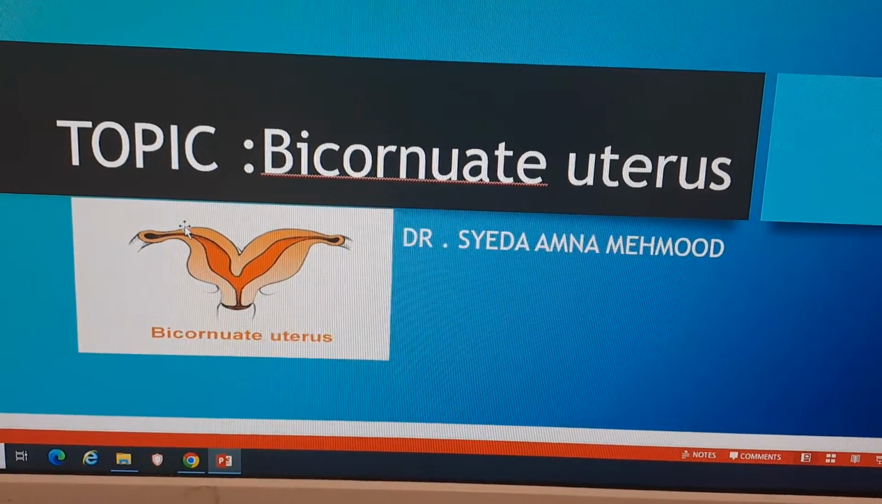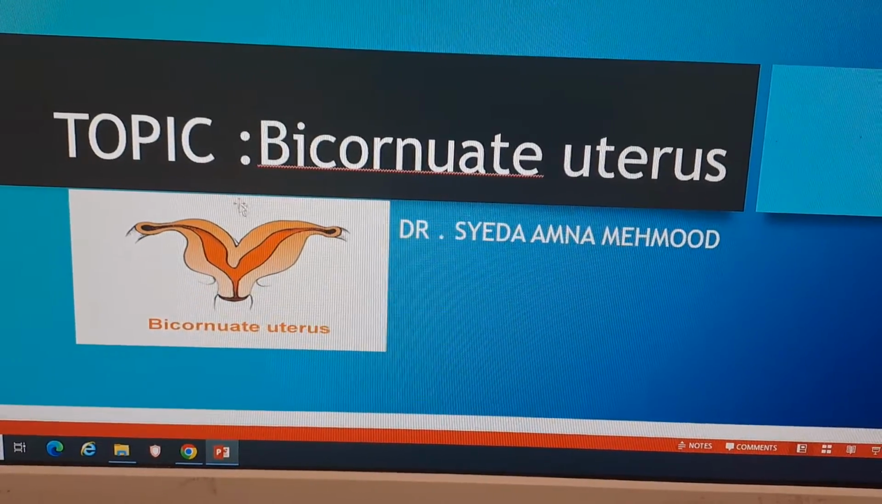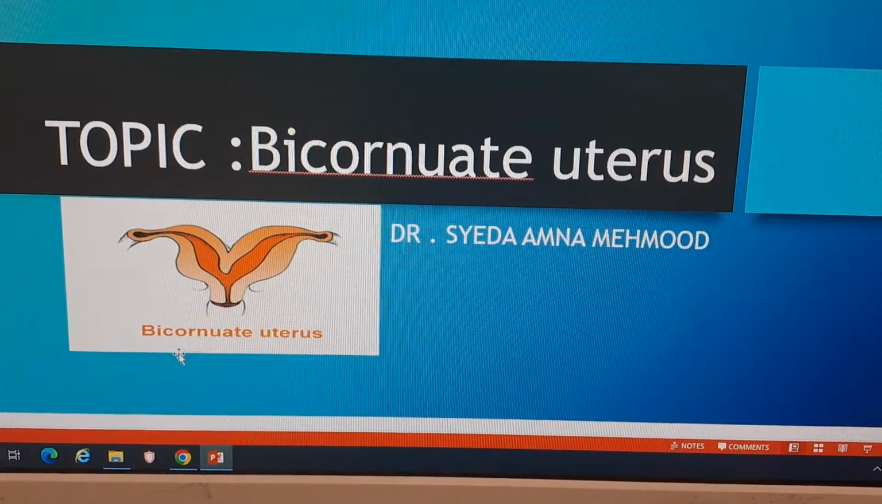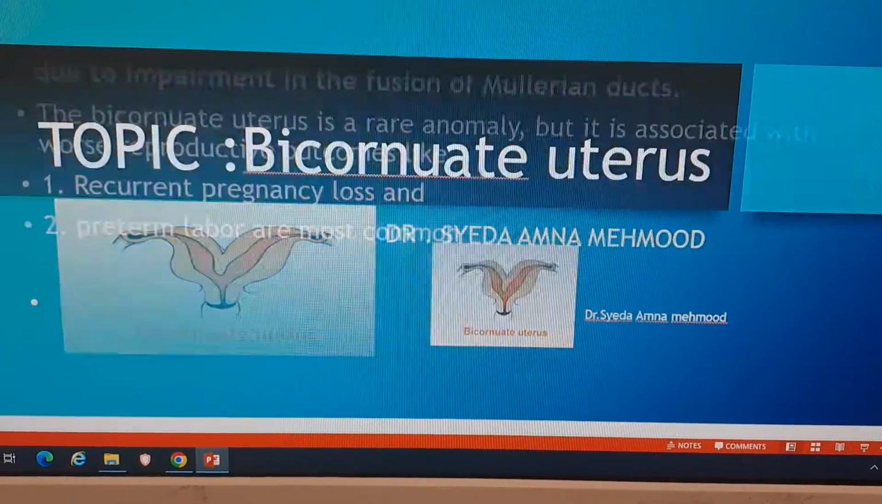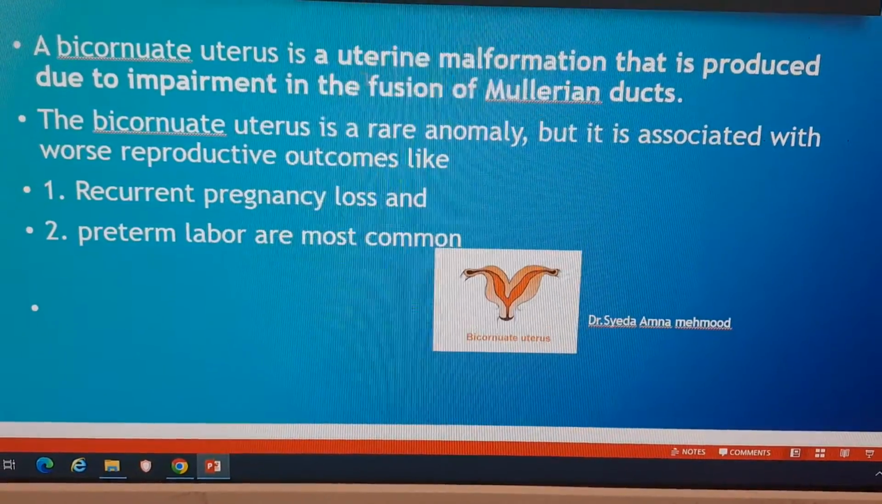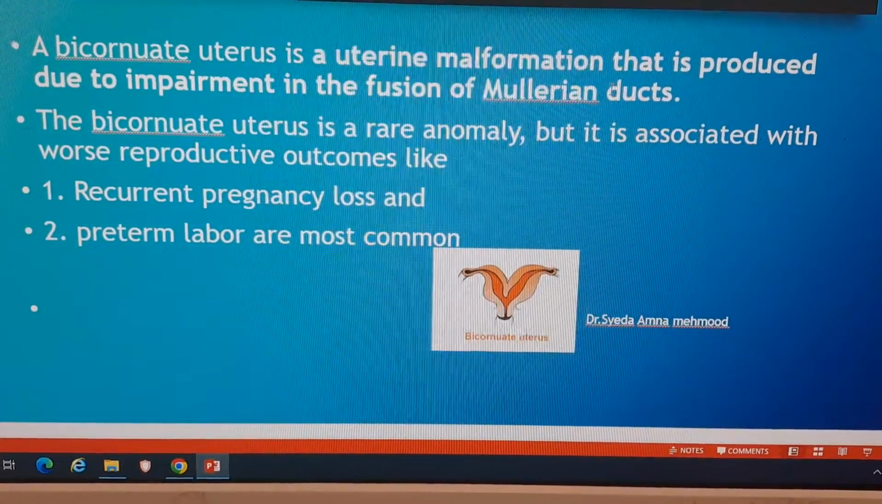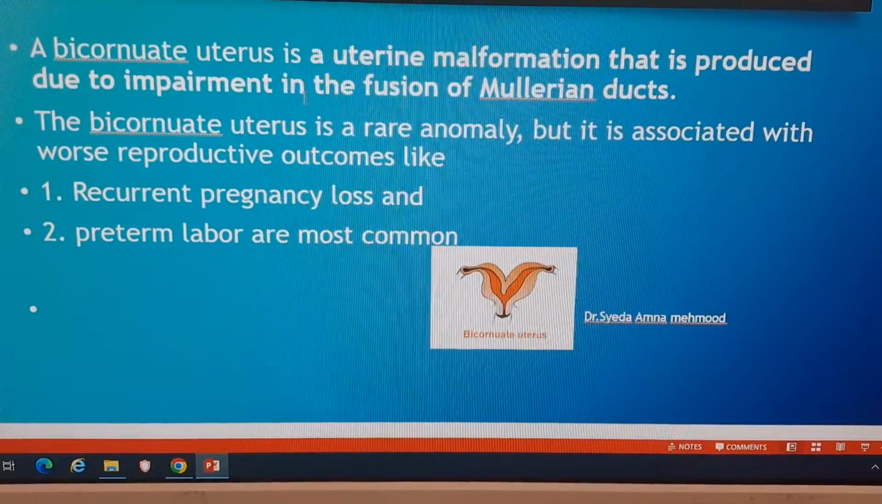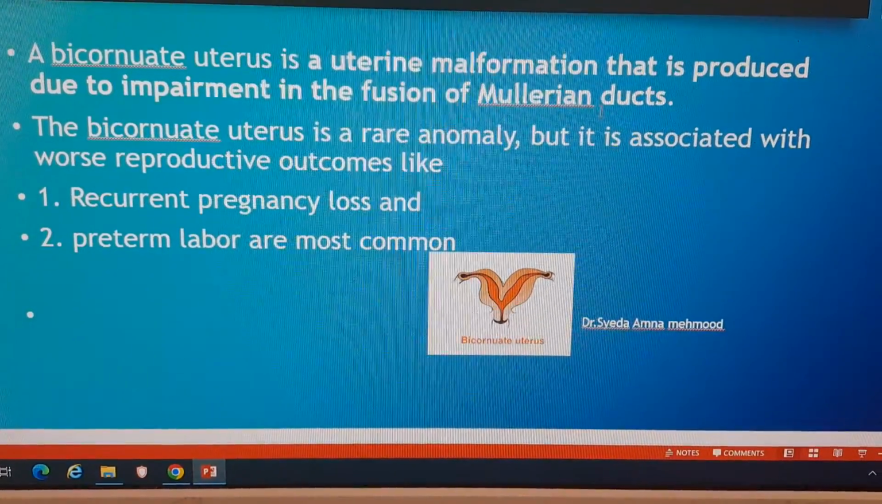So today we are discussing the bicornuate uterus, or uterine malformations or anomalies. You can see first the definition of the bicornuate uterus. A bicornuate uterus is a uterine malformation that is produced due to impaired fusion of the Müllerian duct.